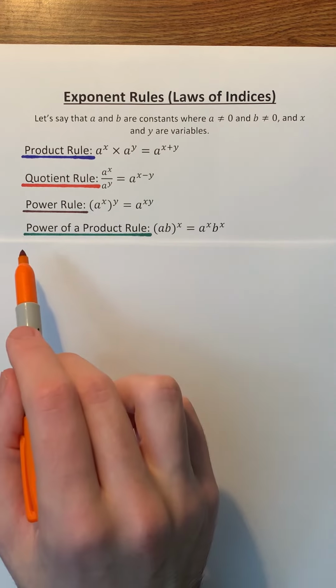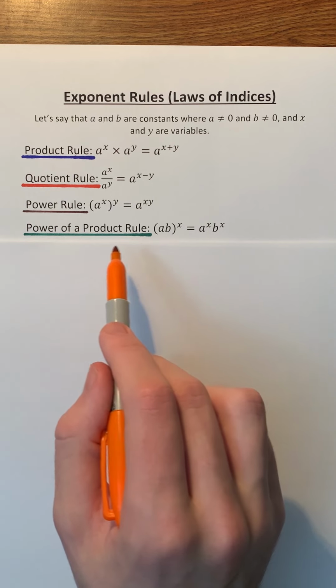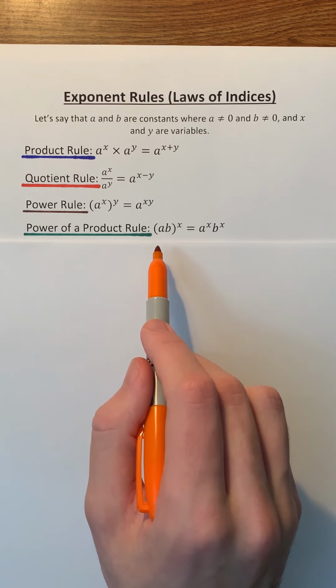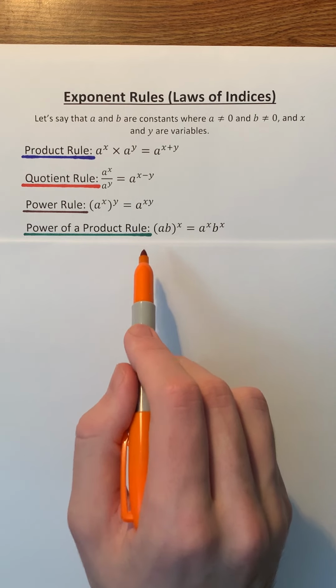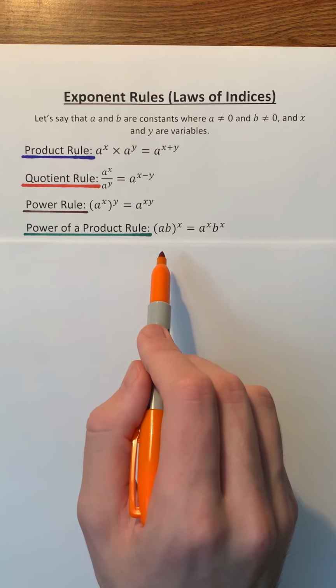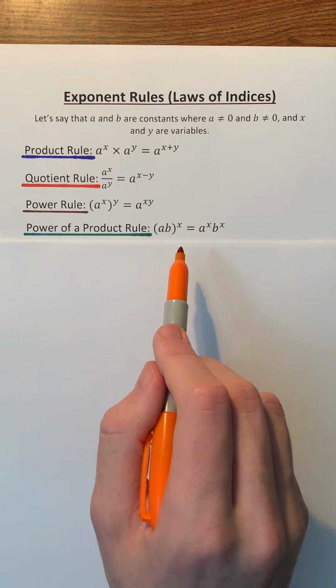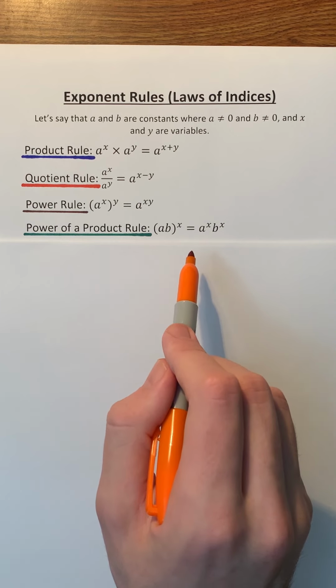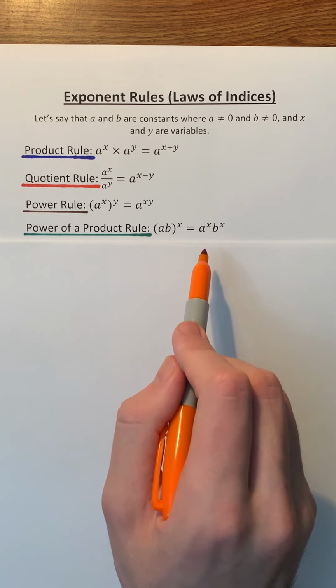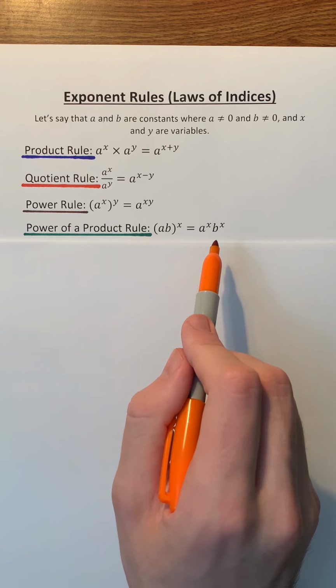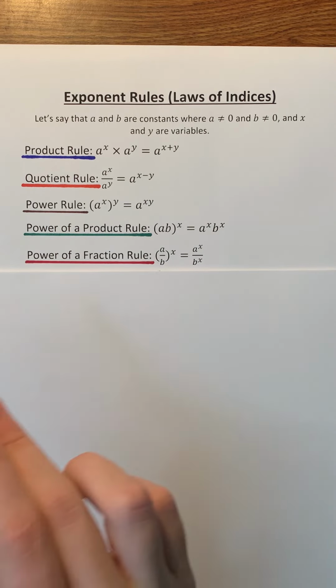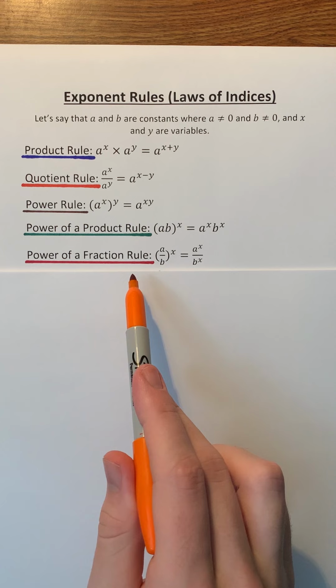Another rule that you should know is the power of a product rule. If we have multiple things being multiplied inside parentheses, such as the constants a and b, and on the outside of the parentheses we have an exponent such as x, we can just bring the exponent down to the things that we're multiplying. So here, we're going to have a to the power of x times b to the power of x.